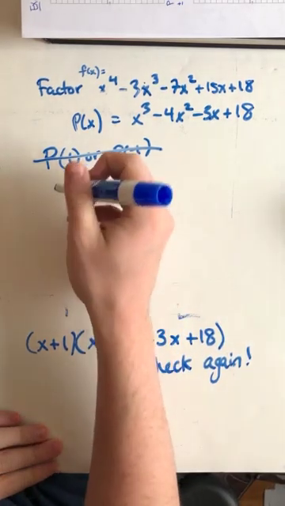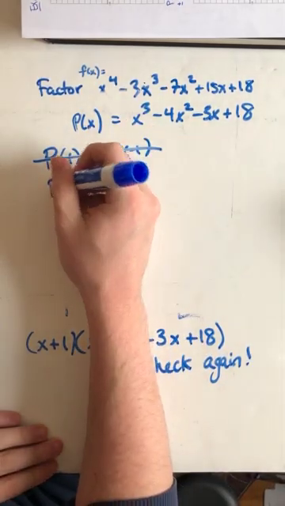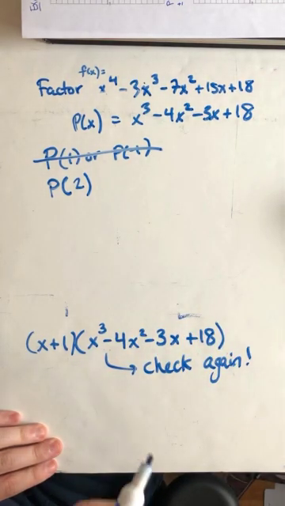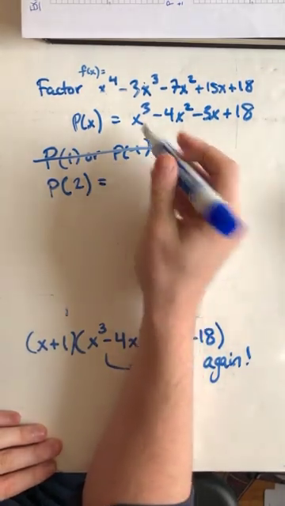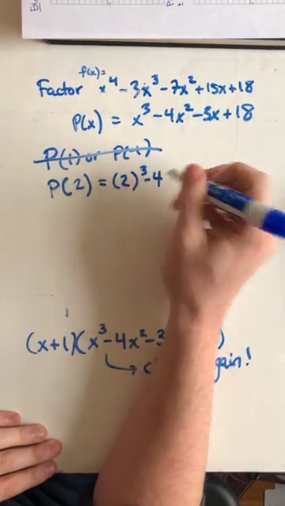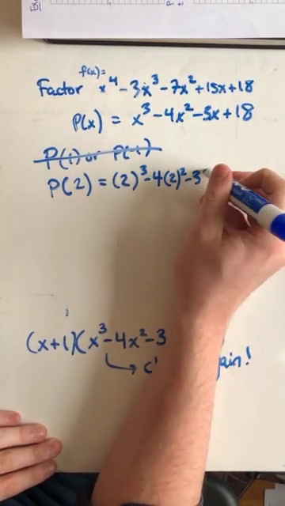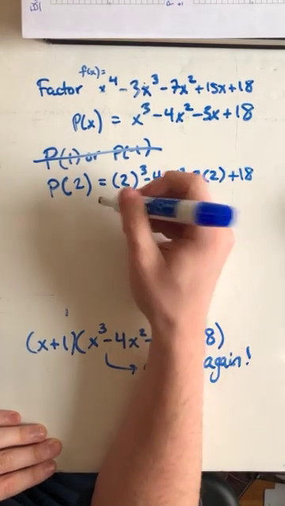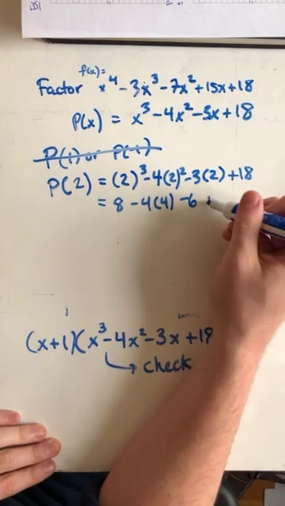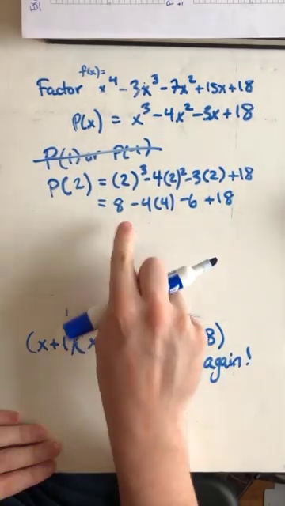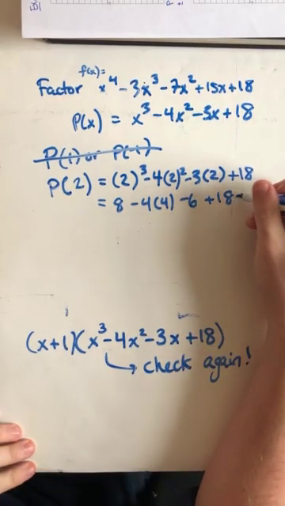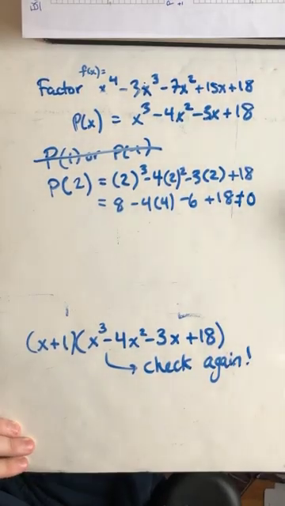What I would end up doing now at this point, because you've checked those, is I would end up going p of 2 and p of negative 2. All right, so if I do p of 2 from here only, I don't have to do this one now. I go 2 cubed minus 4 times 2 squared minus 3 times 2 plus 18, and that is 8 minus 4 times 4 minus 6 plus 18. So that's negative 8 minus 6 plus 18, which is negative 14 plus 18, which is 4, not equal to 0.